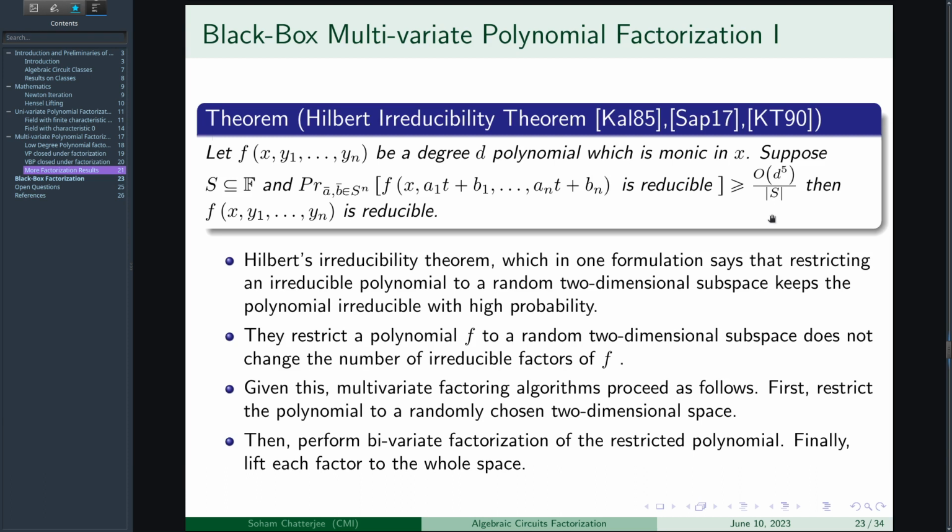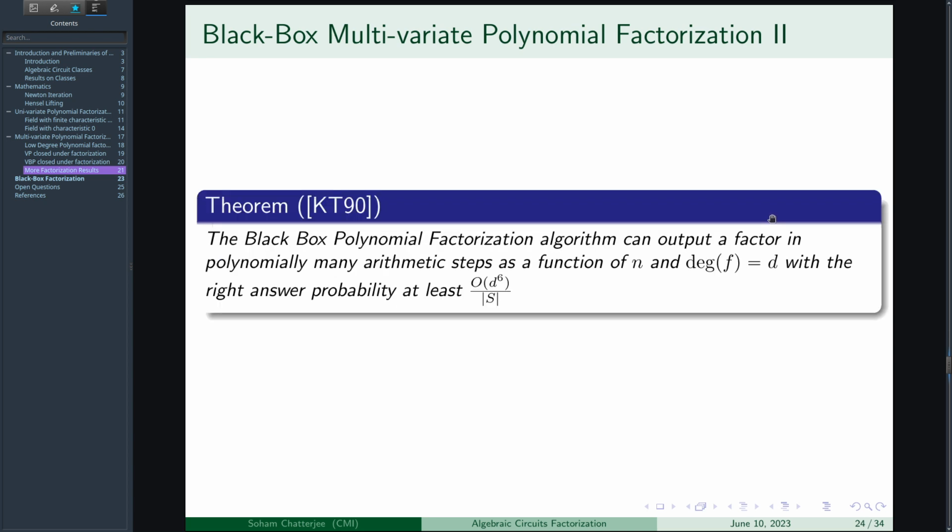So that's how they randomly project, and then in that plane they factorize. We go to the univariate polynomial, factorize there, then Hensel lift to get a bivariate factorization, and finally lift each factor to the whole space. So that's the main black box factorization algorithm, and this algorithm gives the right answer with probability at least 1 minus O of d to the power 6 by the cardinality of S. If you take the size of S very high, then you have a very high probability that you are getting the right answer.